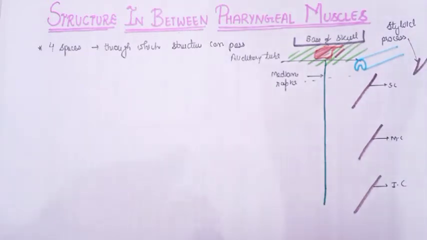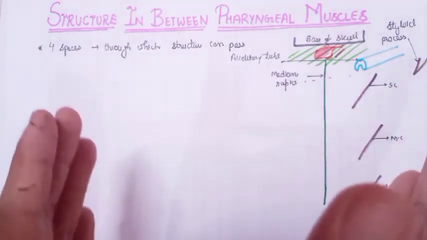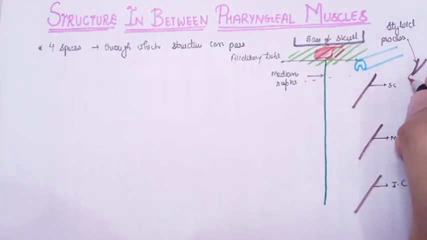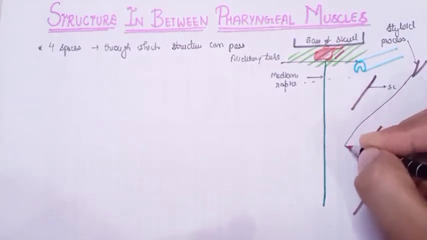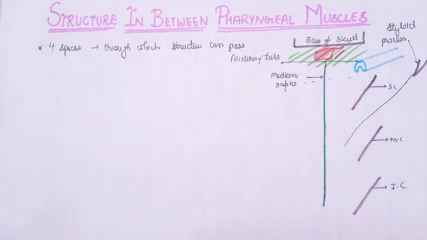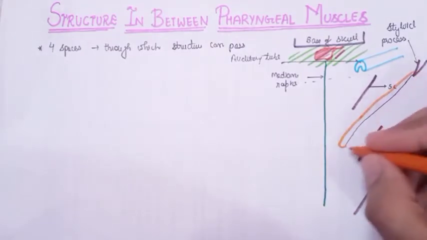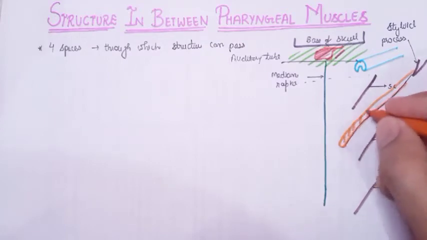Why am I drawing all these three structures? Because we have to draw the three longitudinal muscles as well and how they move in between the different outer circular layers. The first one is the stylopharyngeus. As the name suggests, it starts from the styloid process and moves in between the superior constrictor and the middle constrictor. So this comes under the structures in between the superior constrictor and the middle constrictor. This line is nothing but the stylopharyngeus muscle.